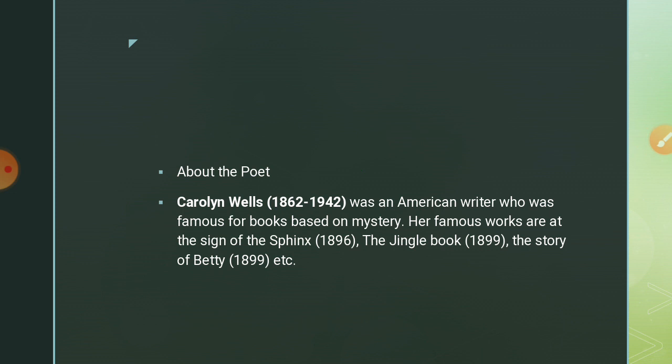It's about Carolyn Wells. She was an American writer who was famous for books based on mystery. So her books were mainly based on mystery. Her famous works are At the Sign of the Sphinx. This is one of the famous works. The Jungle Book is another book which is famous. The Story of Betty. So these are the famous works of this author, Carolyn Wells. Here she acts as a poet instead of an author, and she is an American writer. She is not a British person, she is an American person.